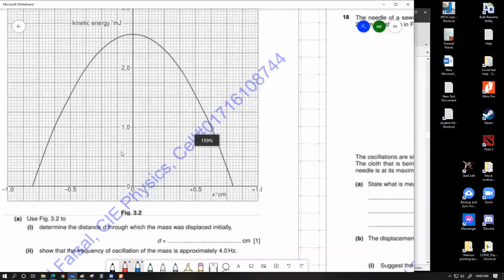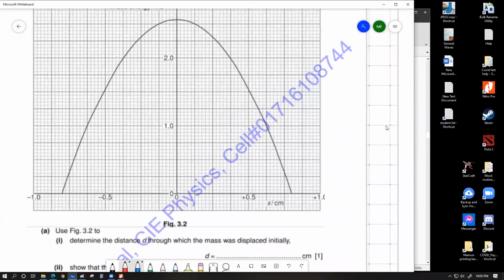How many vertical divisions in the graph gives me 1 millijoule? How many vertical divisions between these 2 points? Anyone? 20. 20 divisions. Beautiful. So all that I would do is I'm gonna draw from this point. I'd count 20 divisions down and draw a horizontal line to represent exactly 1 millijoule within that gap.